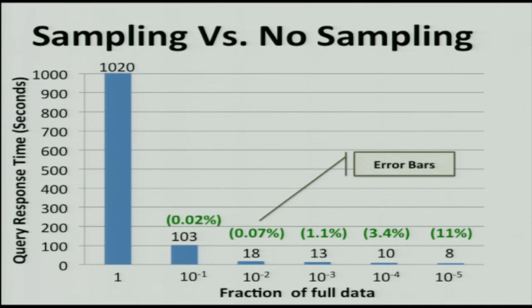But what is really cool is if we look at the errors that are incurred when we are operating on these samples of data. For this simple case, this is an average query, we see that we can get a 99.98% accurate answer in just 1/10 the time. Similarly, we can get a 99.1% accurate answer in just 1/50 the time, which is essentially 50 times faster. And this is the power of sampling.